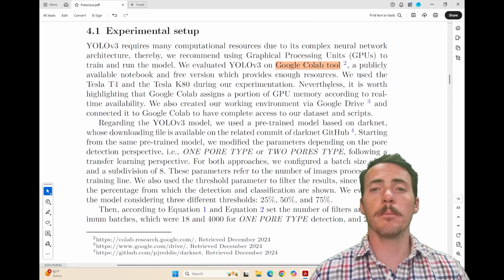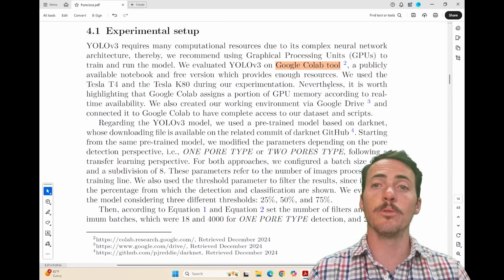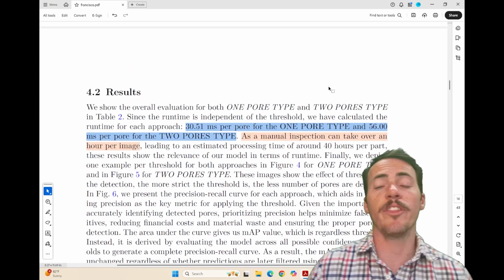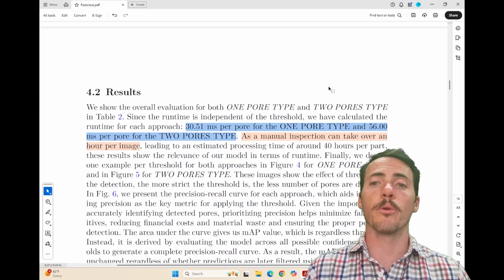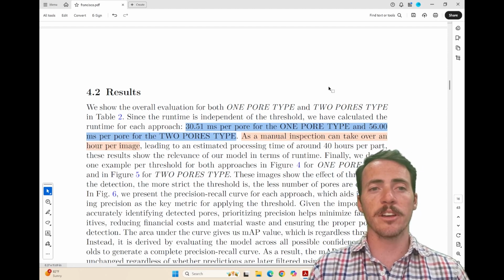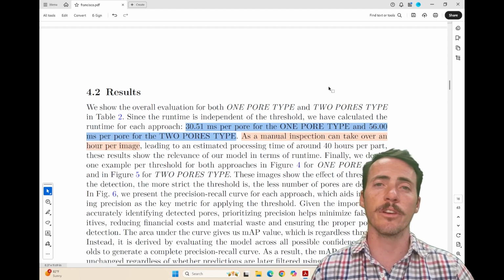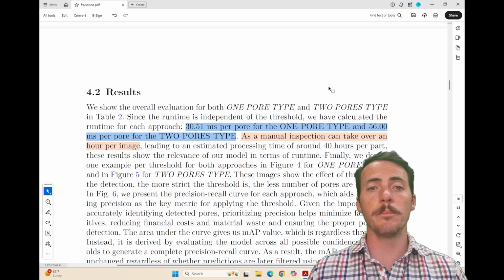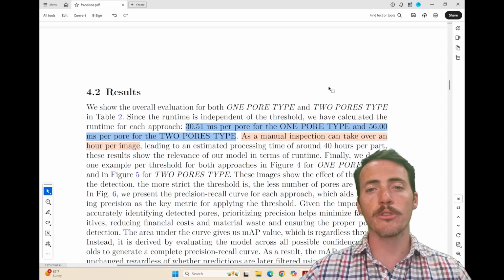When it came time to implement machine learning, I like this. They actually used Google Colab, which is awesome. They've got the notebook there. And their results showed that they were able to detect the two different types of pores very, very quickly. 30 milliseconds versus 56 milliseconds per pore, depending on which type of defect they're looking for. When you compare that with the manual inspection that can take sort of an hour per image, this is a crazy improvement on their time.